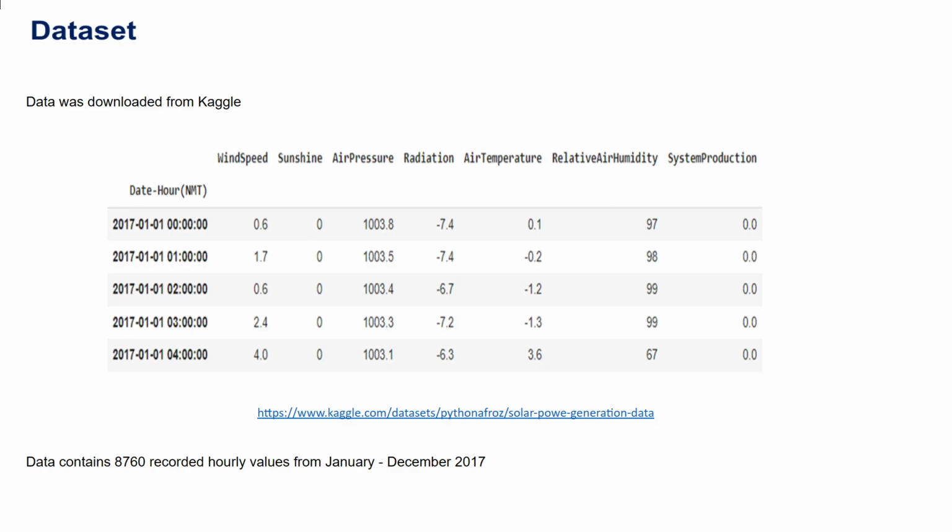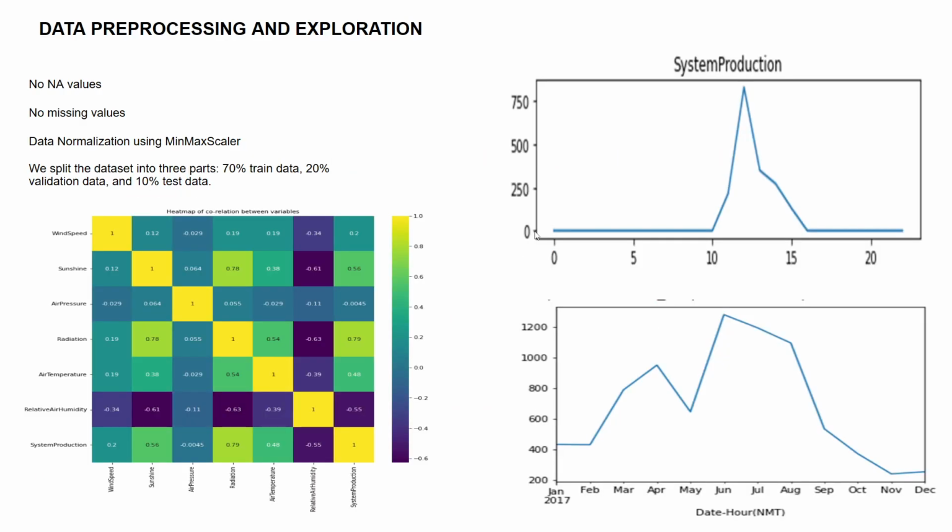And the system production varies with the 6 independent variables. It contains 8,760 data points, which is hourly data for a year of the solar plant, and this data was recorded from January 2017 to December 2017. And the dataset didn't require much pre-processing as there were no missing values.